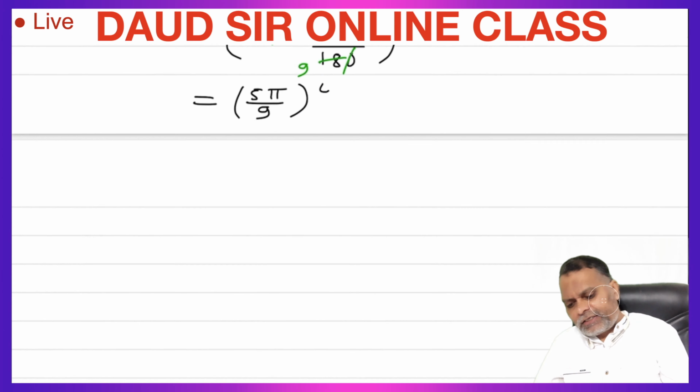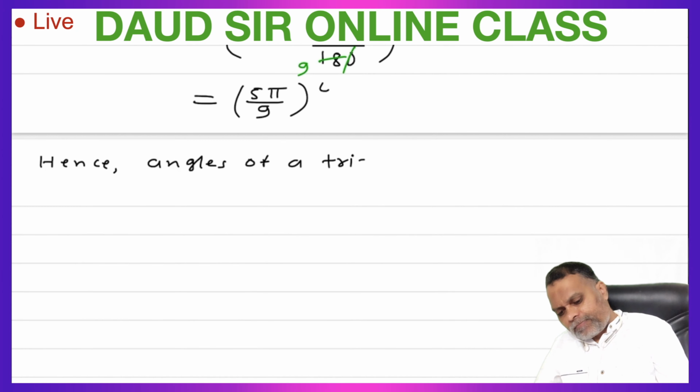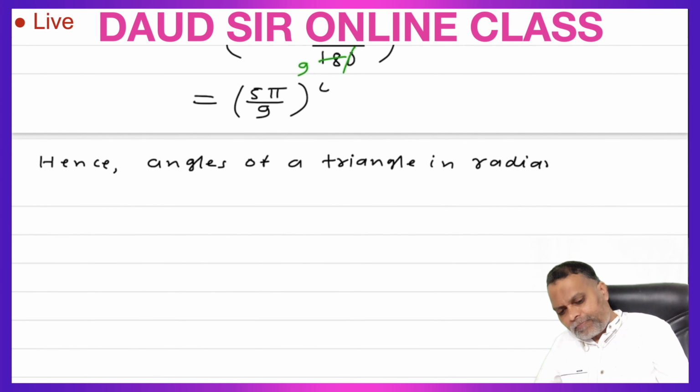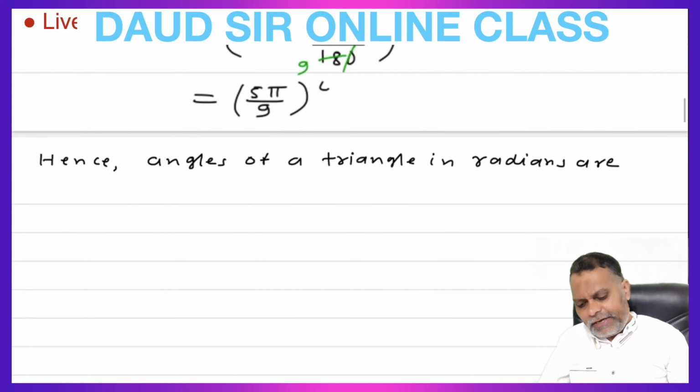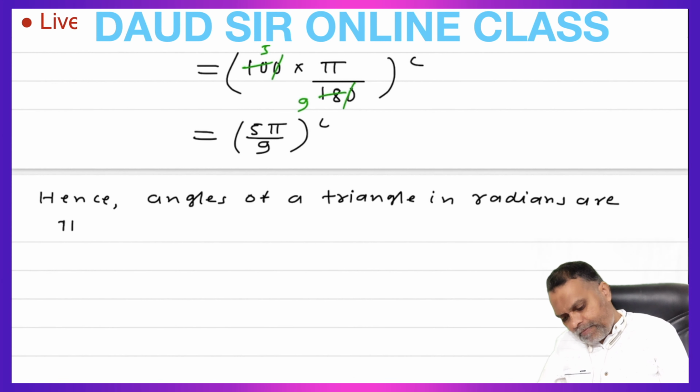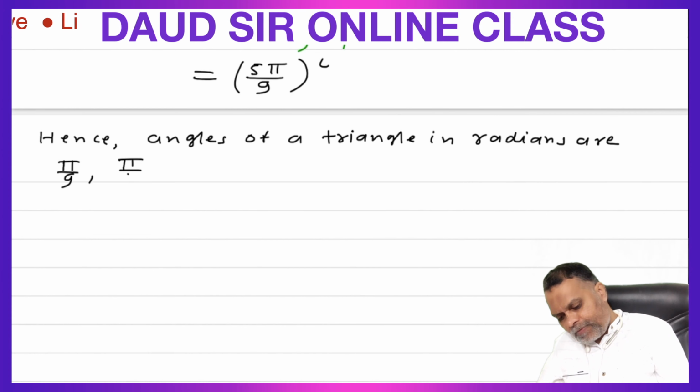Hence we can write all the three angles in radian. Therefore, the angles of our triangle in radians are pi by 9 radian, then pi by 3 radian, and 5 pi by 9 radian.